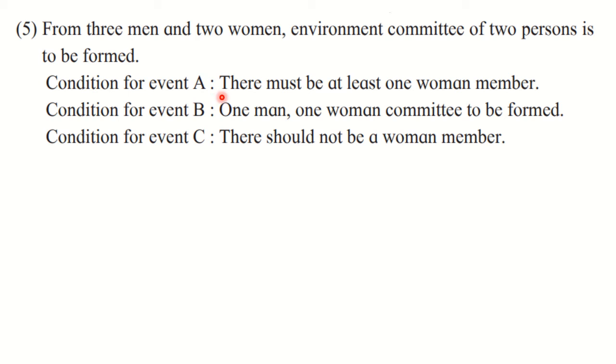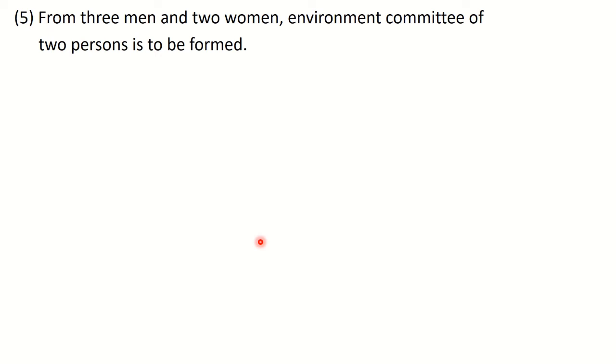Conditions for event A, there must be at least 1 woman member. Condition for event B, 1 man, 1 woman committee to be formed. Condition for event C, there should not be a woman member. Okay, so all these are given to you. Now first of all, let us write down the sample space here.